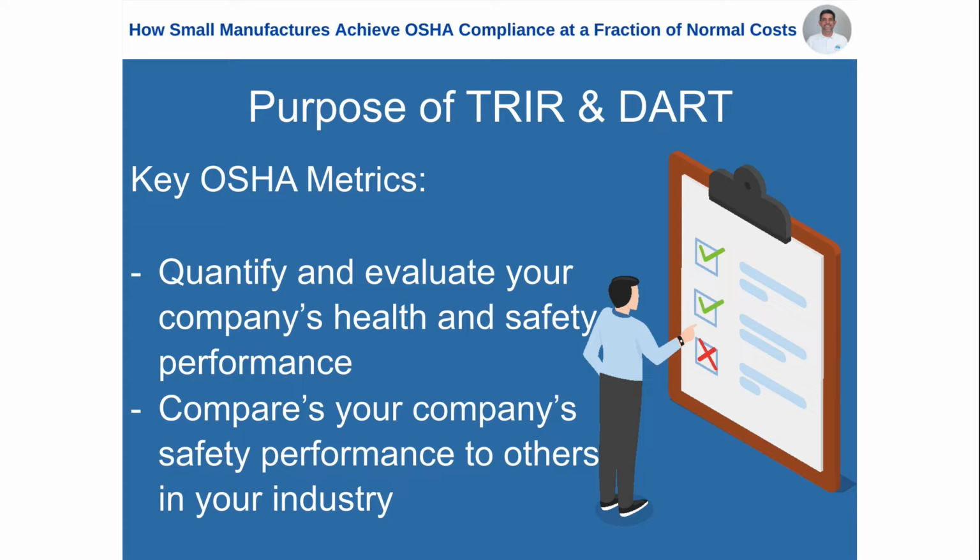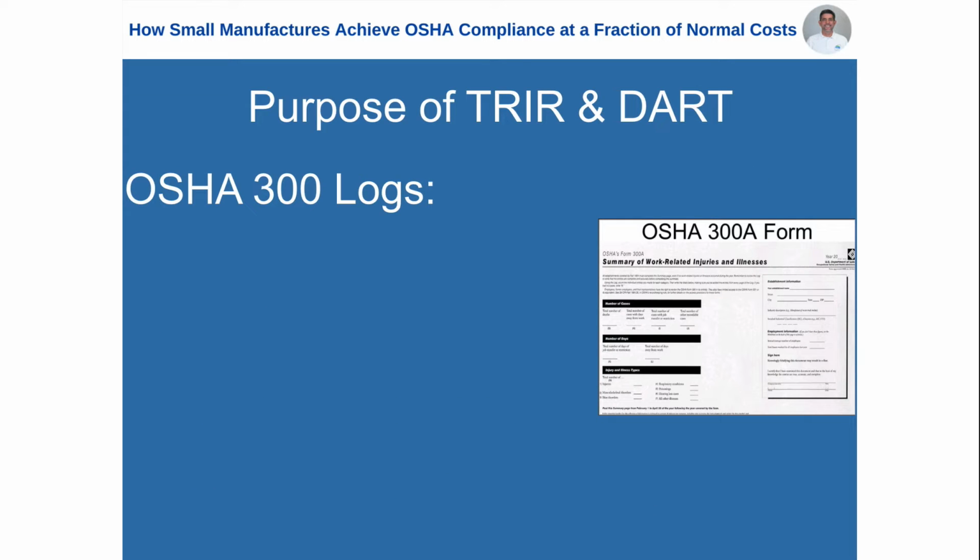So, every industry is broken down by SIC codes and NAICS codes. When you complete your OSHA 300 logs with these calculations for TRIR and DART, all your competitors are in there, all the different industries are in there, and it allows everybody to compare all these different companies' health and safety performance. These are key OSHA metrics that allow that safety performance to be measured and compared and so forth. And the other purpose of TRIR and DART is your OSHA 300 logs.